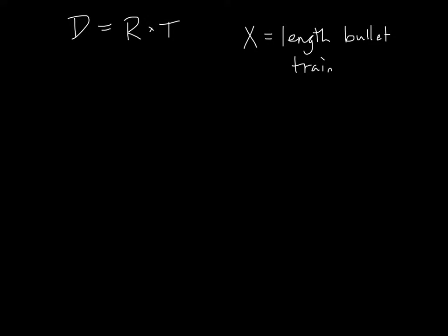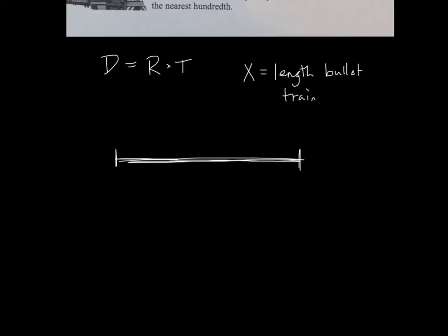So here is the freight train. Let's even zoom out a little bit. We're going to say the freight train is 3x. And I'm going to measure things according to the front of the bullet train. And the other trick that I'm going to do is I'm going to pretend that the freight train is standing still.